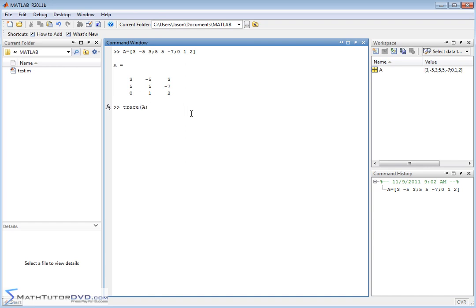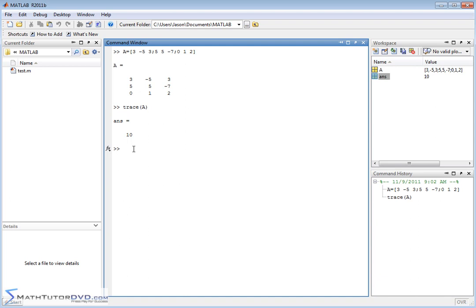So if you pass a matrix to the MATLAB function called trace, what you get is 10. And that is the sum of the diagonal elements. 3 plus 5 is 8, plus 2 is 10. So it's very straightforward. There's nothing much more to it. You take the diagonal elements of a matrix, you add them up, that's called the trace. So if you ever have a need to do that, you have a built-in function for it.